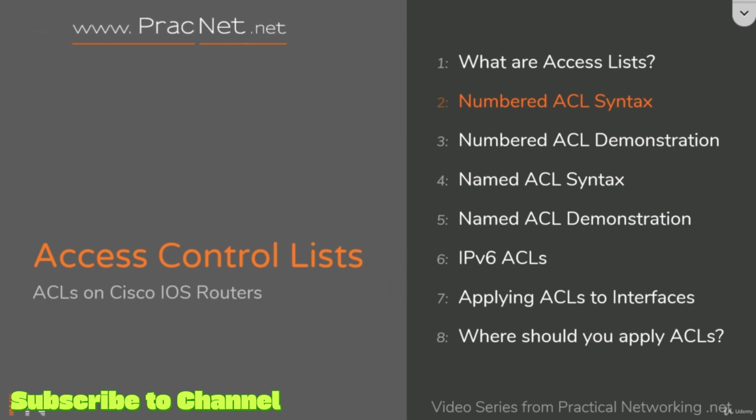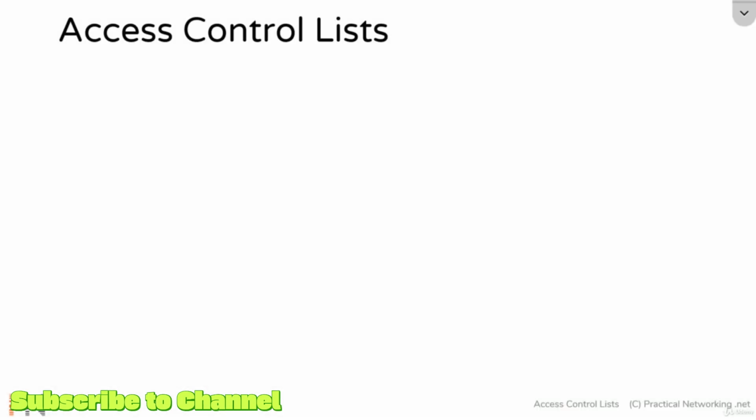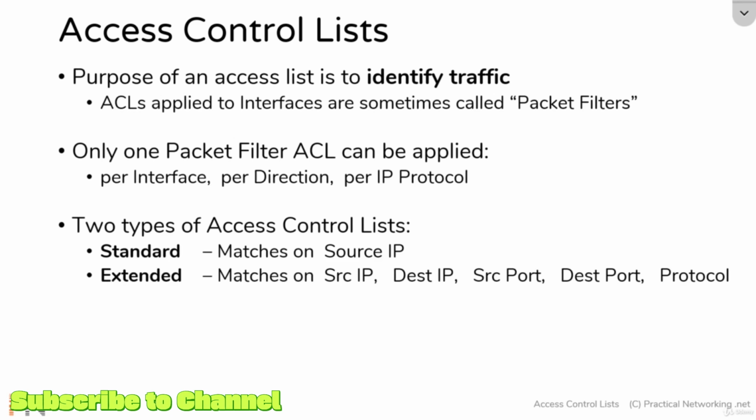Welcome to another video in the video series on access control lists. This is video 2. We'll be looking at the syntax for configuring a numbered access list. In the first video, we answered the question, what are access lists? We defined them as a tool you use to identify traffic. We talked through how when you apply an access list to an interface, you can call it a packet filter, and then a packet filter can only be applied once per interface, per direction, and per IP protocol. We then defined the two types of access lists that exist, them being the standard access list and the extended access list. In this video, we're going to be looking at the syntax to configure access lists on Cisco routers.